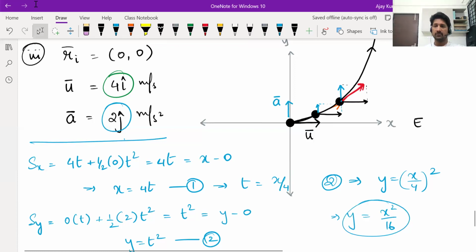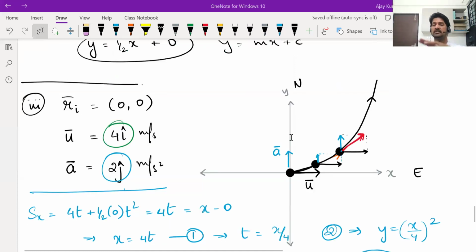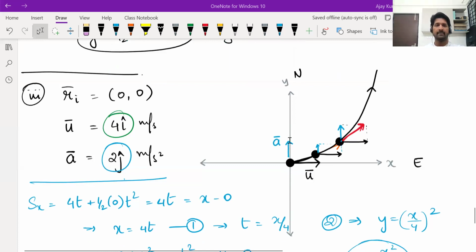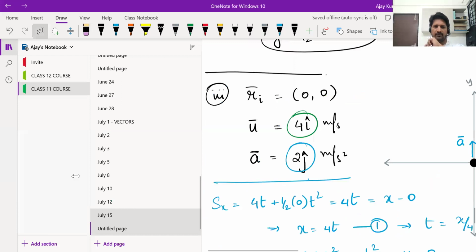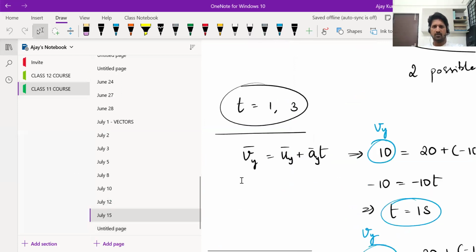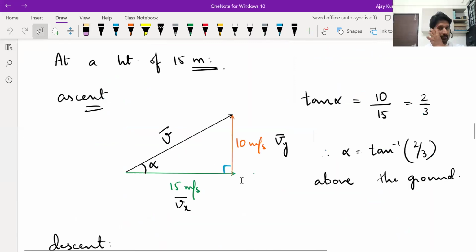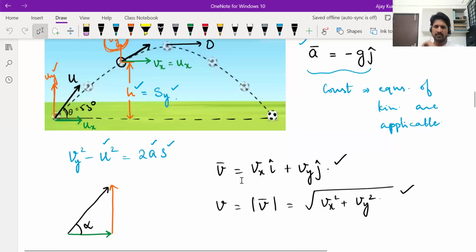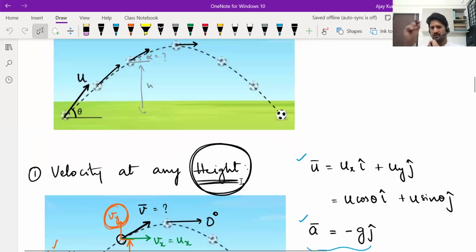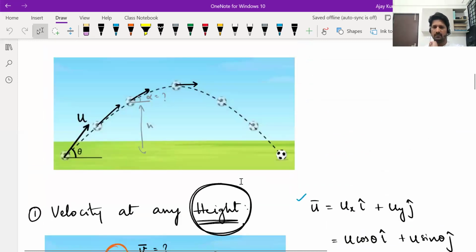See, y is equal to x square by 16 is a quadratic equation. And quadratic equations always represent parabolic graphs. So the path followed by this object is actually a parabola. And there is something interesting. Last class and the class before that, we discussed a lot about projectile motion, right? In 2 dimensions. And we know that the path is not a straight line. It looks like a nice curve concave downwards. It looks like a parabola.